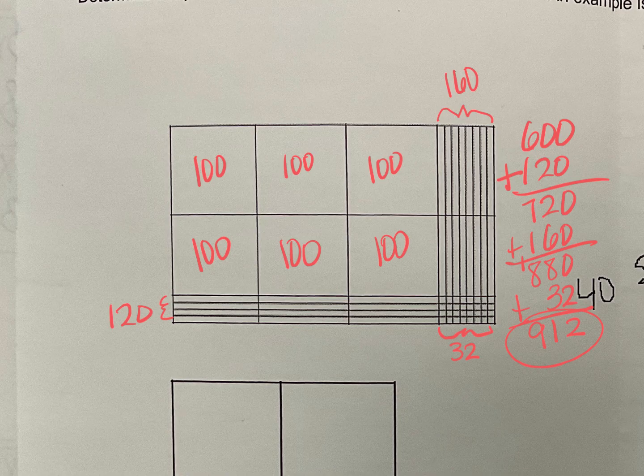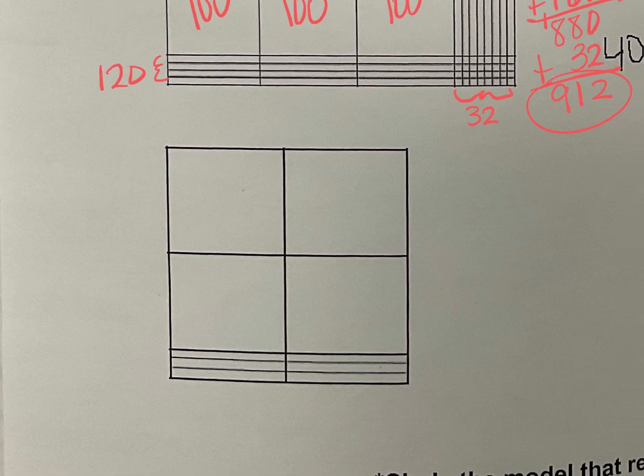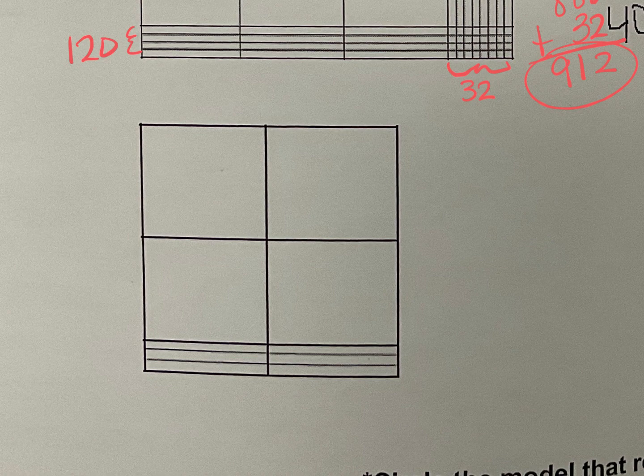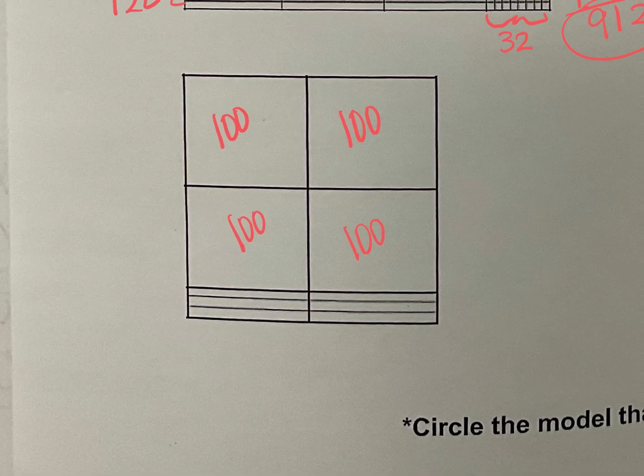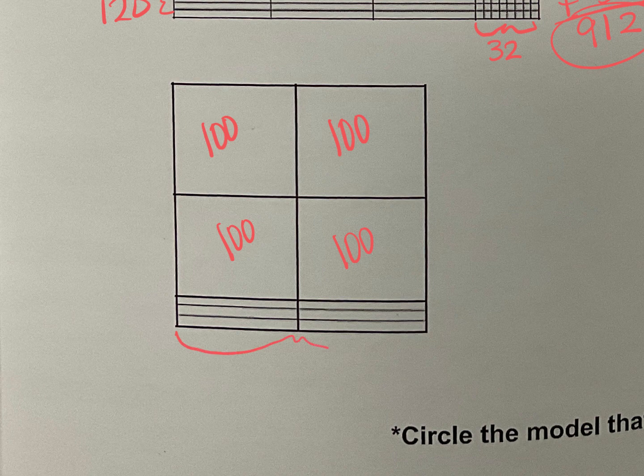Okay. So now let's go look at this one. Okay, how many flats do you see? And how much is each flat worth? I see 4 of them, and each one is worth 100. So I'm going to go write 100 in there. Now, I've got these tens. How many tens do you see, and what is that worth?